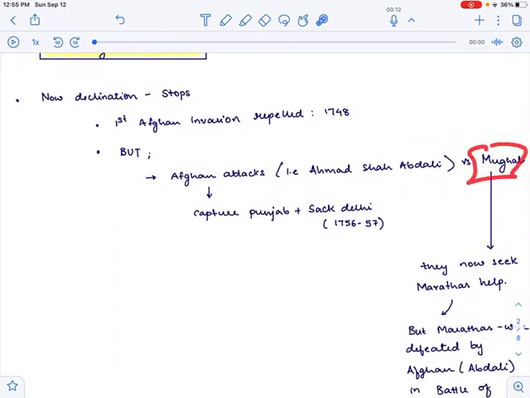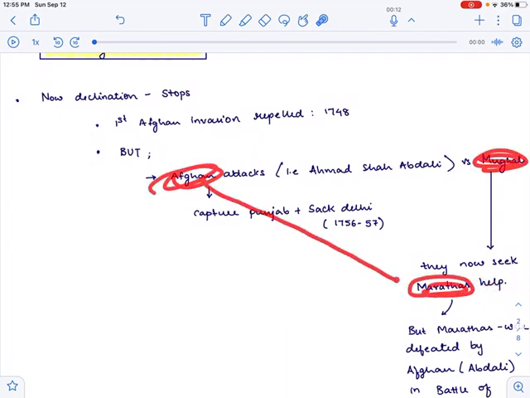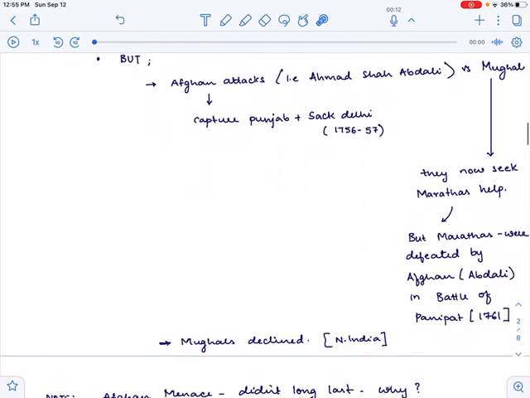Now the Mughals went to the Marathas and sought help from them. So when the Afghans knew that the Marathas were helping the Mughals, the Afghans waged war against the Marathas as well. Again, in this war between the Afghans and Marathas, the Afghans won. Again, Abdali was the one who led the Afghans because he was the ruler.